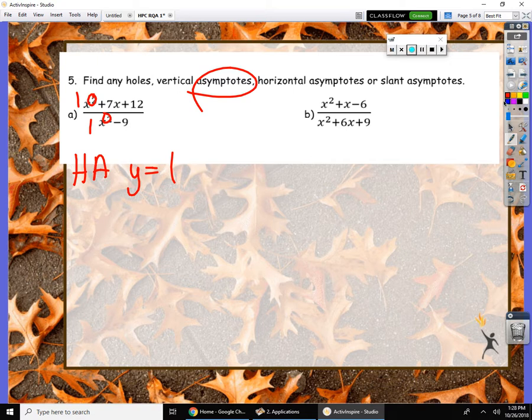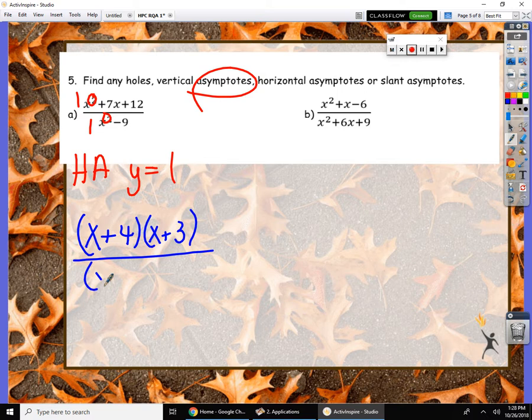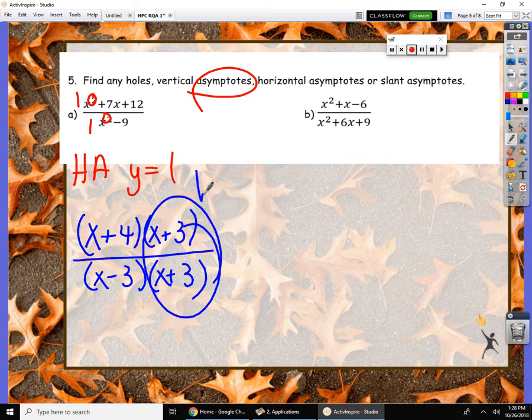I'm going to factor. So I have x plus 4, x plus 3, and on the bottom I have x minus 3, x plus 3. What do you notice? X plus 3 matches, therefore it's a hole. Where is the hole? X equals negative 3, because I have to solve for 0.